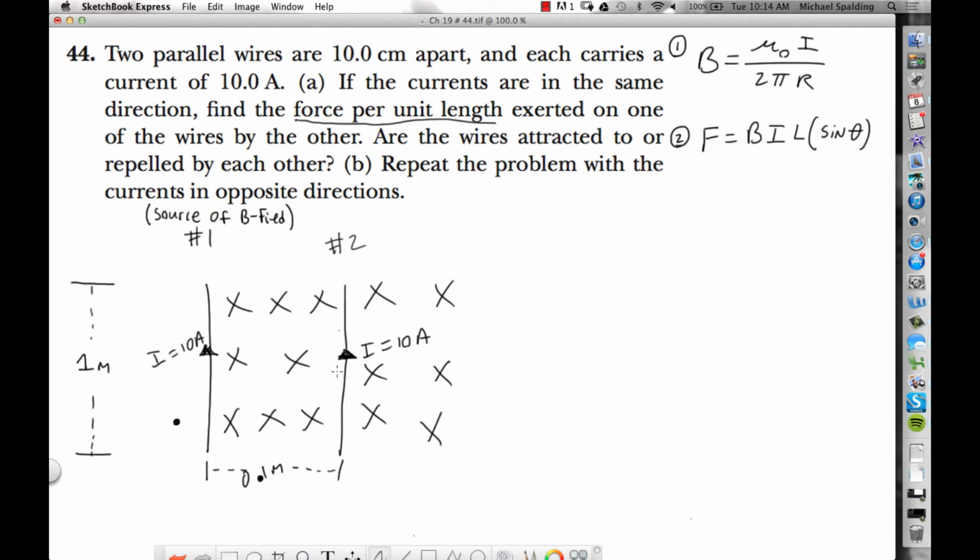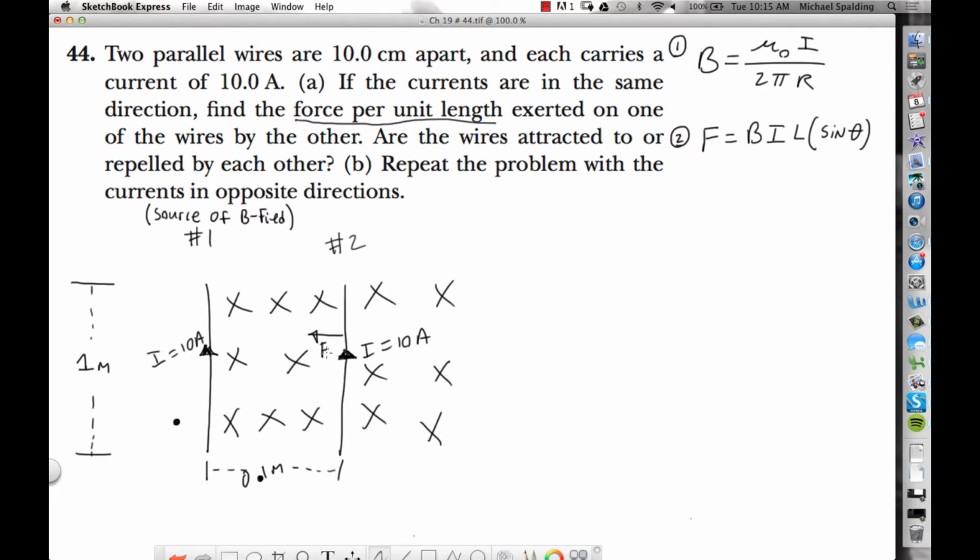Now, which way is the force on wire number 2 going to be? So now you have to do right-hand rule number 1. Stick your 4 fingers in the direction of the magnetic field. We're focusing on wire number 2 here. The magnetic field's going in, current is up. Which way is the palm of our hand? To the left. The force is this way, right?